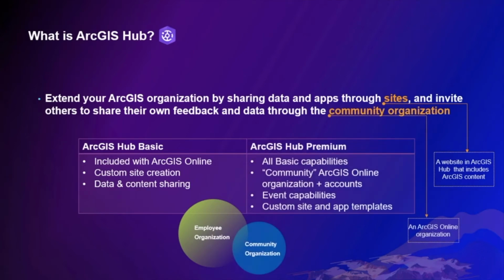By upgrading to the premium license, you'll gain a second ArcGIS Online organization, the community organization, that hangs off of your main employee organization. This secondary organization is separate but connected and comes with a select number of licensed accounts that you can assign and then share content with at your discretion. You'll also be able to schedule events and create templates of the patterns and content you've built into your site for sharing or reuse. We won't go into detail about all of these features during the session, but at the end we'll share resources where you can learn more.